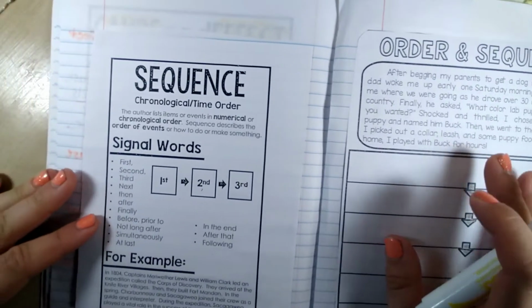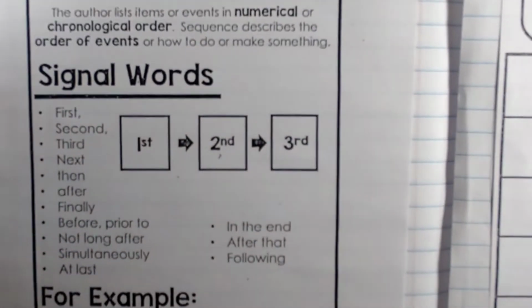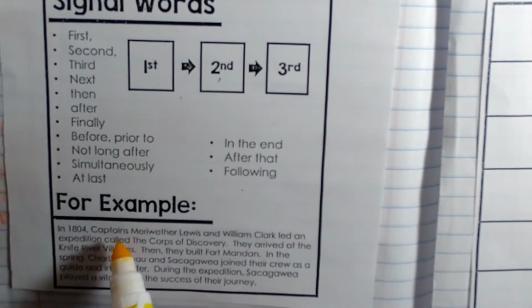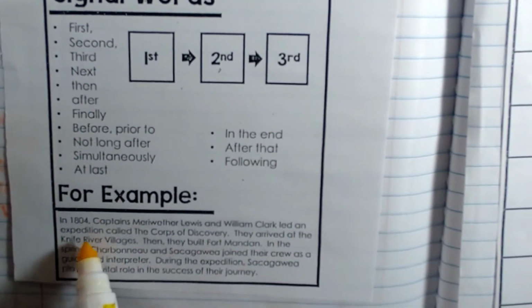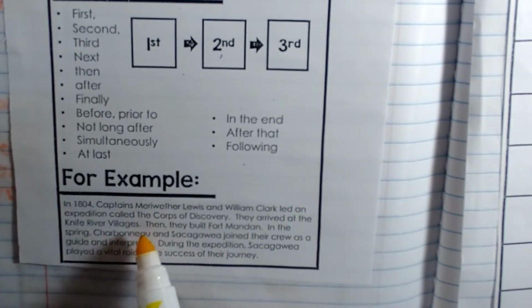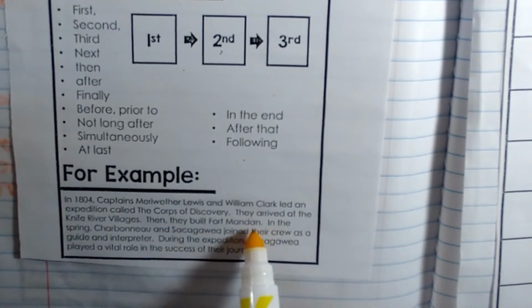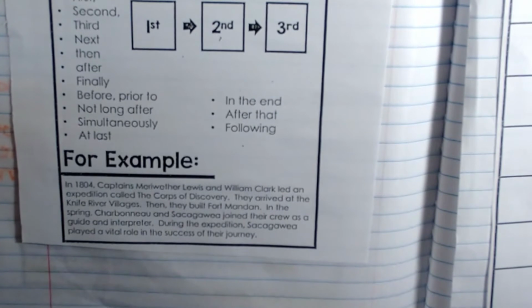Here's an example. Our example on the bottom. In 1804, Captains Meriwether Lewis and William Clark led an expedition called the Corps of Discovery. They arrived at Knife River villages. Then they built Fort Mandan in the spring. Charbonneau and Sacagawea joined their crew as guide and interpreter. During the expedition, Sacagawea played a vital role in the success of their journey.